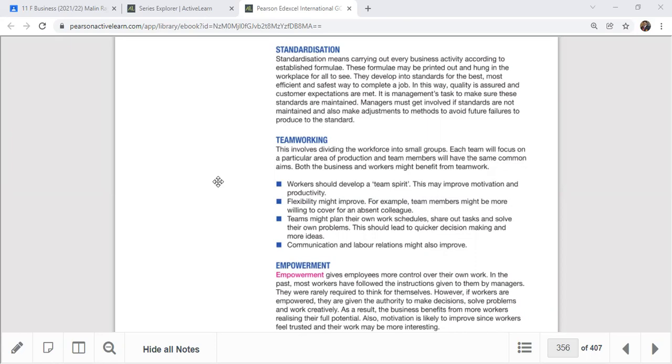These formulas may be printed out and hung in the workplace for all to see, and they develop into standards for the best, most efficient and safest way to complete the job. In this way, quality is assured and customer expectations are met. It is the management's task to make sure the standards are maintained, and managers must get involved if standards are not maintained and also make adjustments to the method to avoid future failures to produce to the standard.